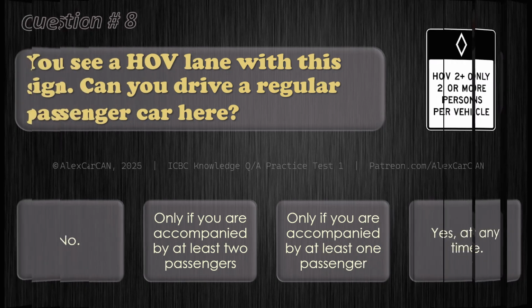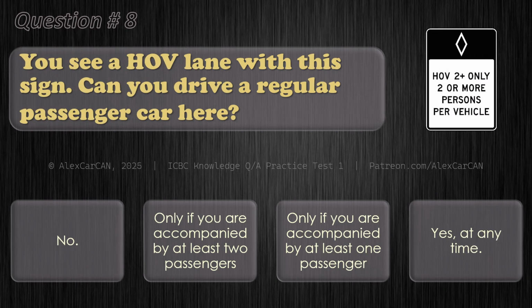Question number 8. You see a HOV lane with this sign. Can you drive a regular passenger car here? No. Only if you are accompanied by at least 2 passengers. Only if you are accompanied by at least 1 passenger. Yes, at any time. The correct answer is only if you are accompanied by at least 1 passenger.